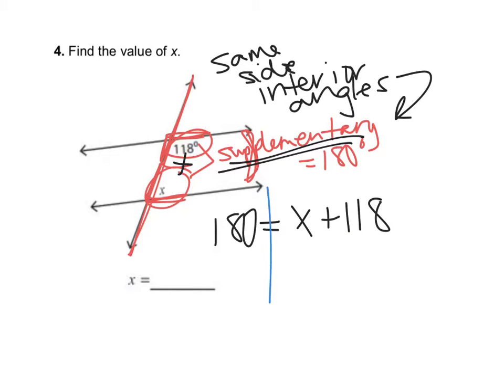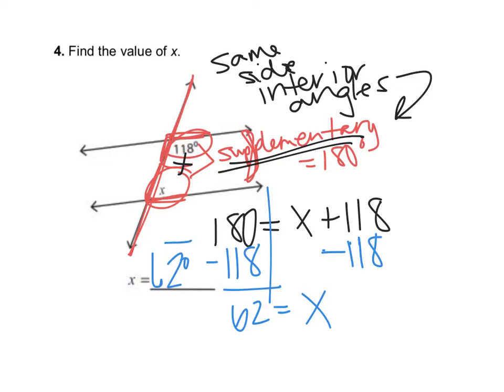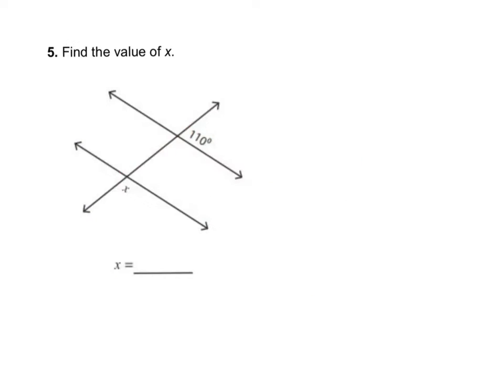We're going to go ahead and solve. So pretty simple equation to solve this time around. We're just going to subtract 118 from both sides, and we're going to get an answer of 62. So x is equal to 62 degrees. We can double check that by doing 62 plus 118, which would again get us to 180 degrees.